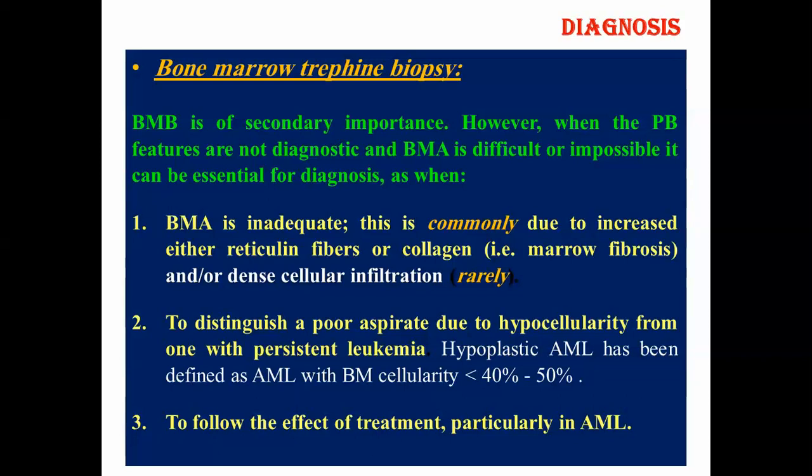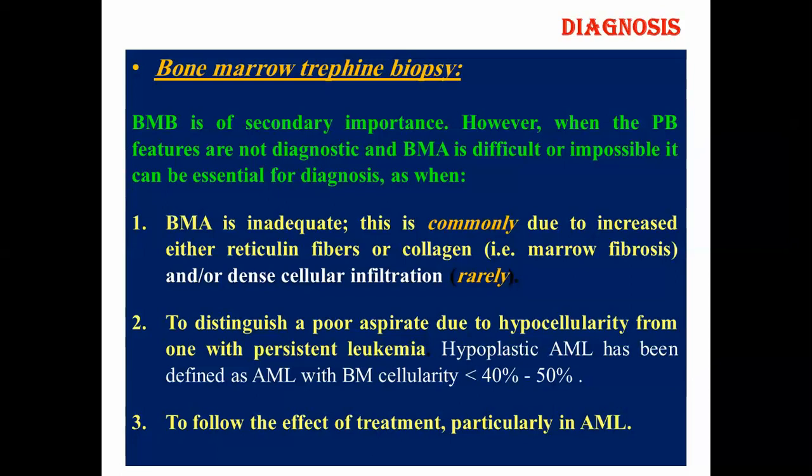In which situation? When the bone marrow aspirate is inadequate. This is commonly due to increased reticulin fiber or collagen, marrow fibrosis, and or dense cellular infiltration. This is rarely seen. So I do bone marrow trephine biopsy when the bone marrow aspirate is inadequate to be studied and checked. When there is bone marrow fibrosis, in special types of leukemia or hematological malignancy, the bone marrow gets fibrosed, so I can't get enough amount to be studied and give me an idea about the cellular content of the bone marrow aspirate.